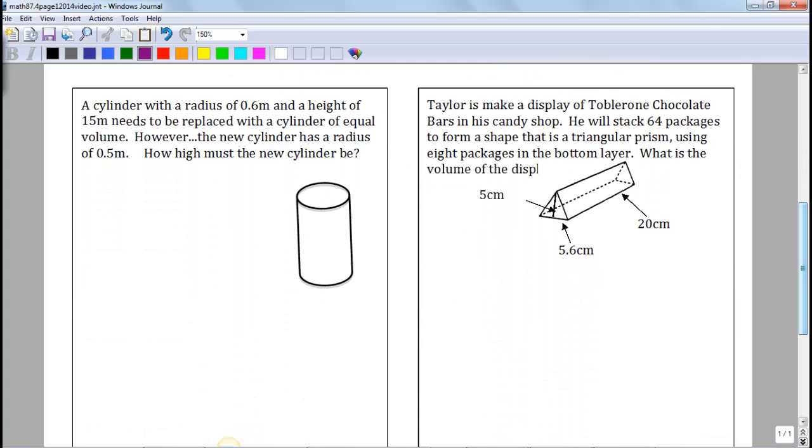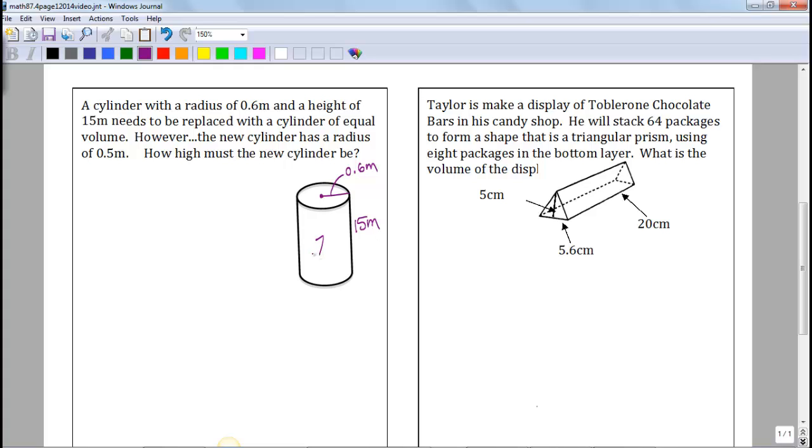This question here says, a cylinder with a radius of 0.6 meters and a height of 15 meters needs to be replaced with a cylinder of equal volume. However, the new cylinder has a radius of 0.5 meters. How high must the new cylinder be? So let's label the old cylinder. This is 0.6 meters, and then the height is 15. So the volumes are equal.